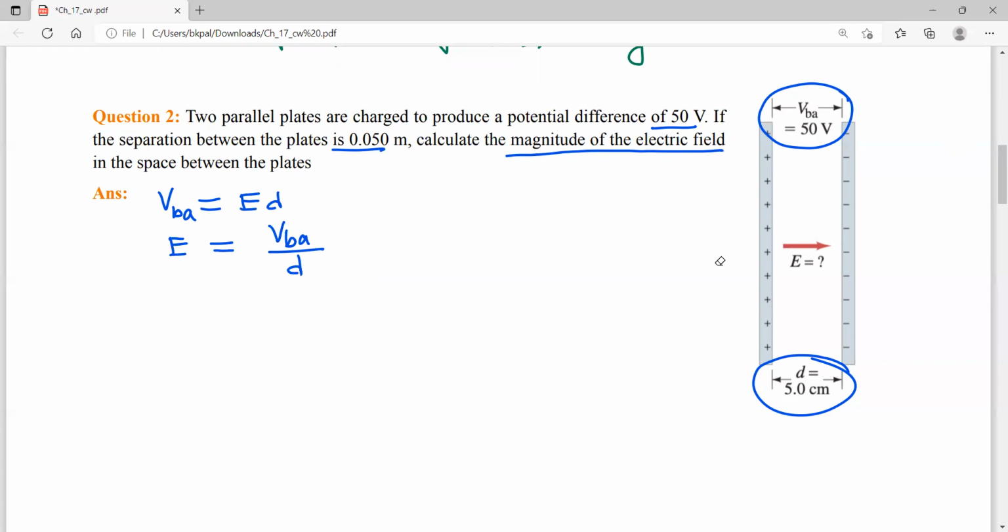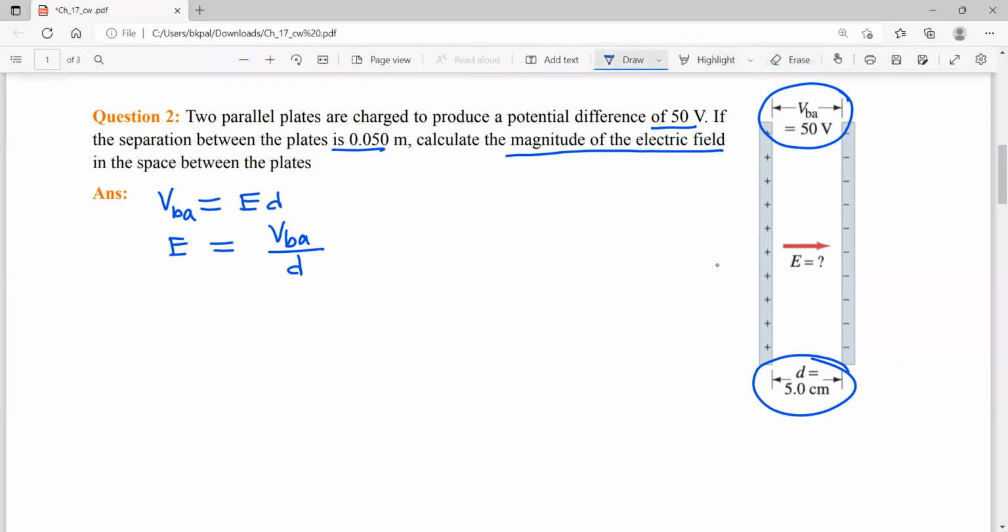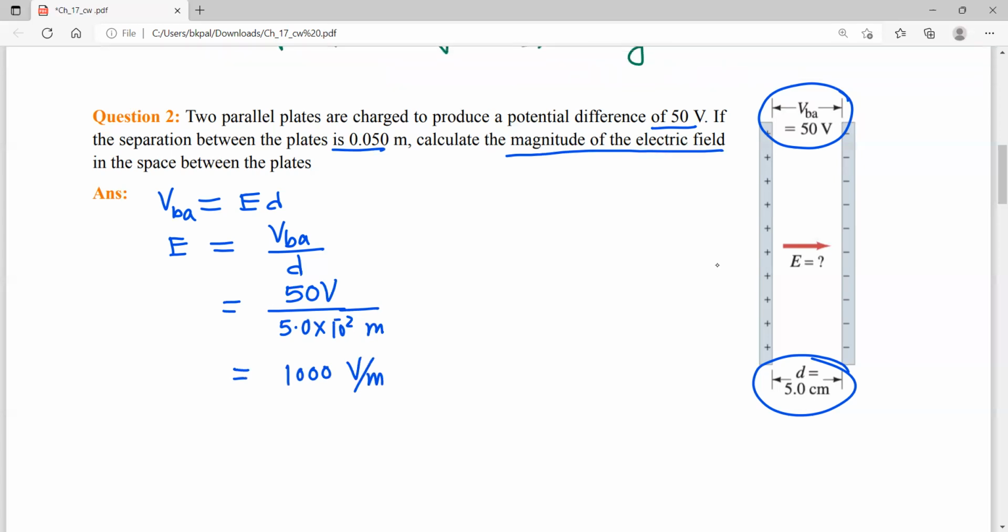Now we already know VBA is 50 volt and D is 5 centimeter. 5 centimeter means 5 times 10 to the power minus 2 in meter. If you plug all these values in your calculator, you should get something like this: 1000 volt per meter. All right.